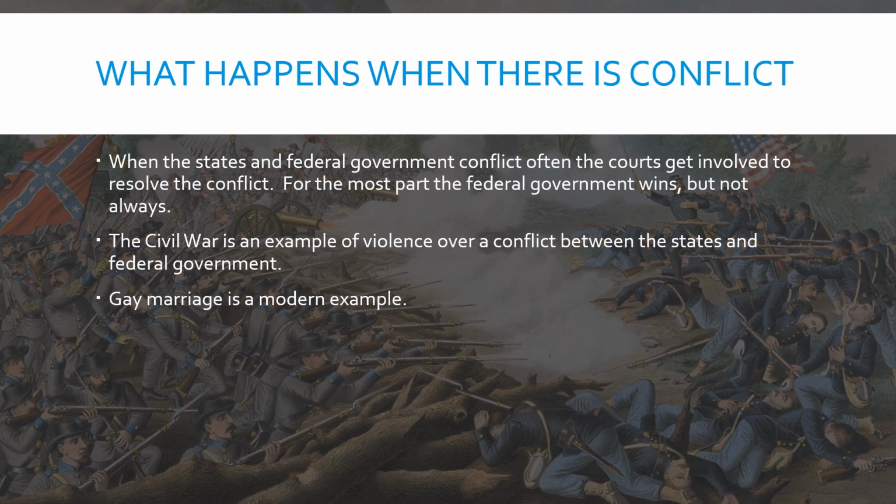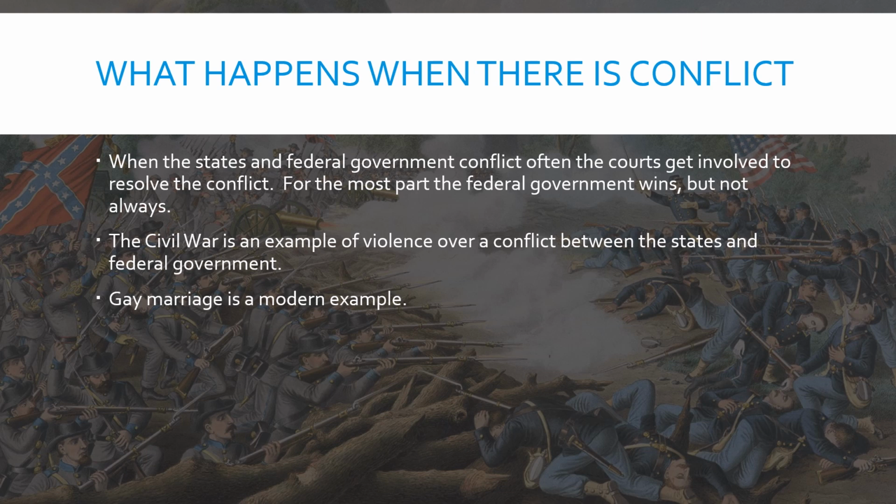Gay marriage is a modern example of this. Gay marriage used to be illegal in every state, but even as of 6 years ago, it was illegal in most of our states. Today, it is legal in all 50 states. The reason is the Supreme Court ruled in a landmark decision that marriage was a constitutional right, and that you could not discriminate based on whether a person was straight or gay. And so gay marriage is now legal in all 50 states. In other words, that was a situation where the federal government overruled the states and won.